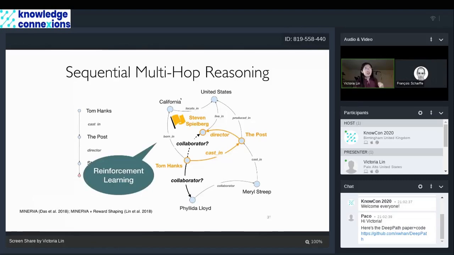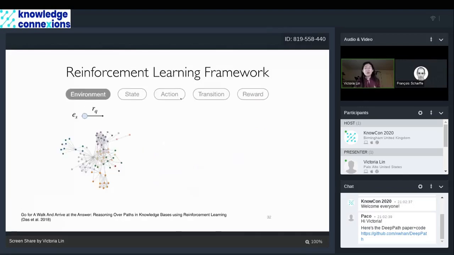How do we train an agent to perform this search, to go from the source entity and stop at the correct target entity? This can also be trained using reinforcement learning. And let's zoom into the formal reinforcement learning formulation of this problem. Typically, when we look at the reinforcement learning framework, we look at the following five components: the environment, what is defined as a state, what the actions are, how the state transitions are defined, and what rewards we should provide to the agent during learning.